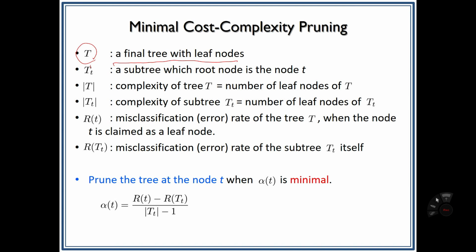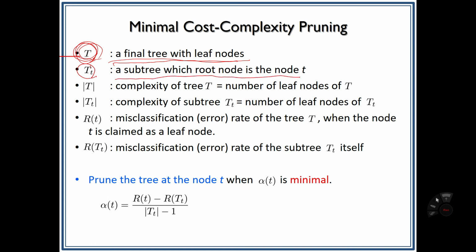So we repeat the same thing, just like growing a tree. This T is at the first step of pruning. This T indicates the fully grown tree, but once we prune some branches, once we cut off some branches, then the tree after cutting some branches is also a final tree T. So T is a final tree with leaf nodes. At the initial stage of the pruning, it is the fully grown tree. And T sub t is a subtree whose root node is node t.